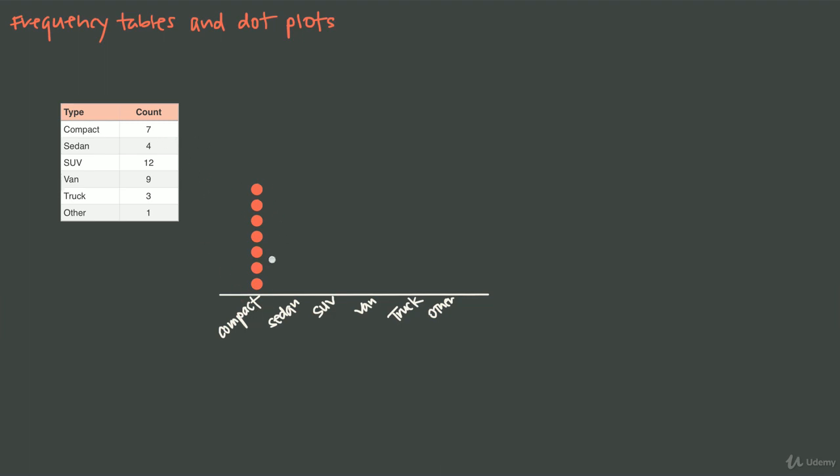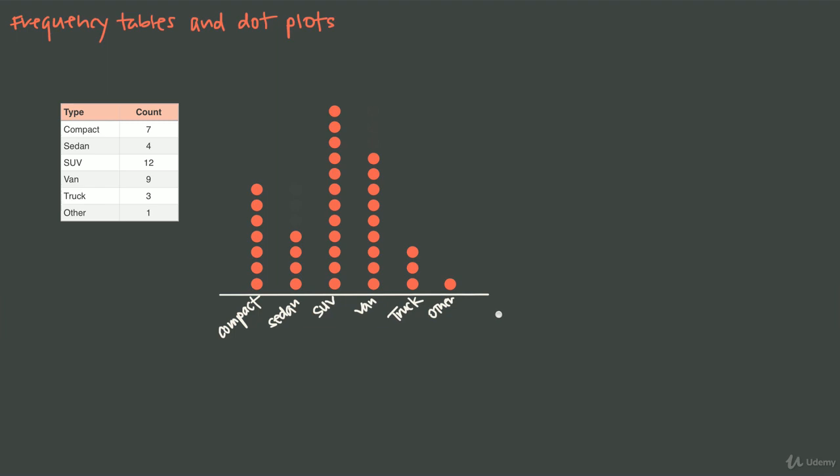I have 4 sedans in the parking lot, so I just want to plot in 4 data points there. I have 12 SUVs, so I sketch in 12: 1, 2, 3, 4, 5, 6, 7, 8, 9, 10, 11, 12. 12 SUVs, 9 vans, so that should be 3 less than 12 here. So 9 vans, and then 1, 2, 3 trucks, and 1 in the other category.